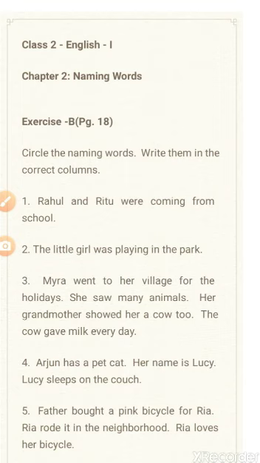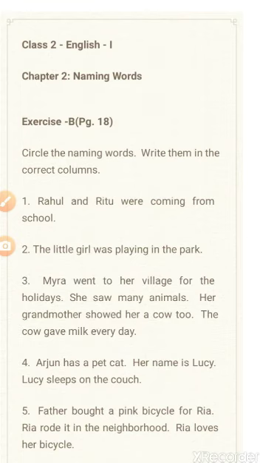Now the next sentence is Ria loves her bicycle. Ria, we found that it's a name of a person. We have already written it in the people's column. You just circle it. Now loves is not a naming word. Her is also not a naming word here. Bicycle is a naming word like we found in the first part of the question. Yes, so Ria and bicycle you will circle, but you don't have to write them in the column because you have already written them.